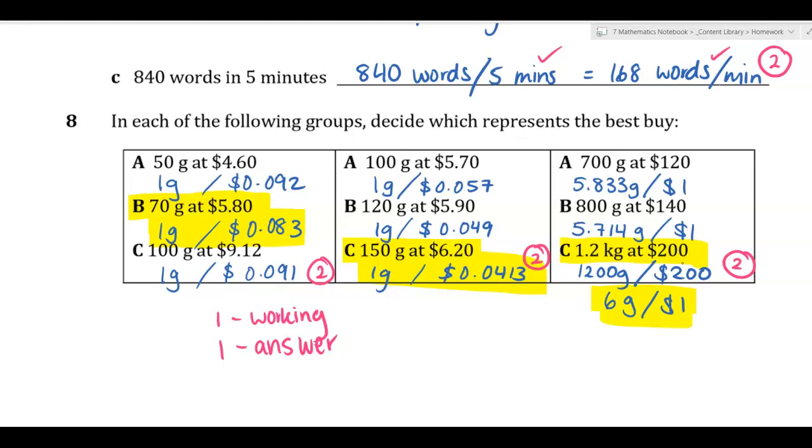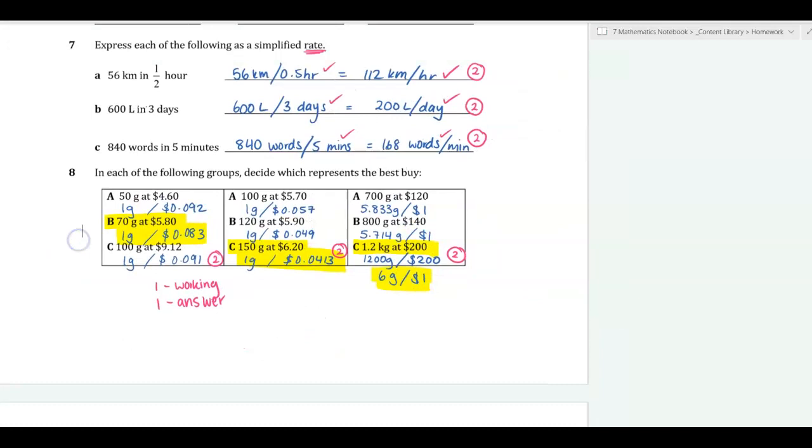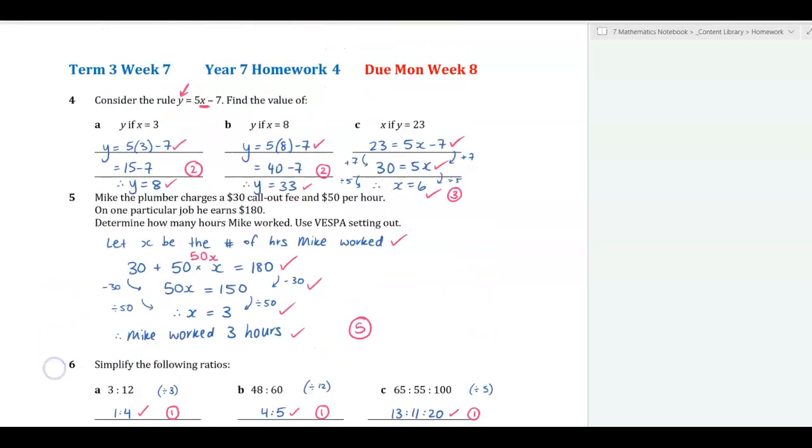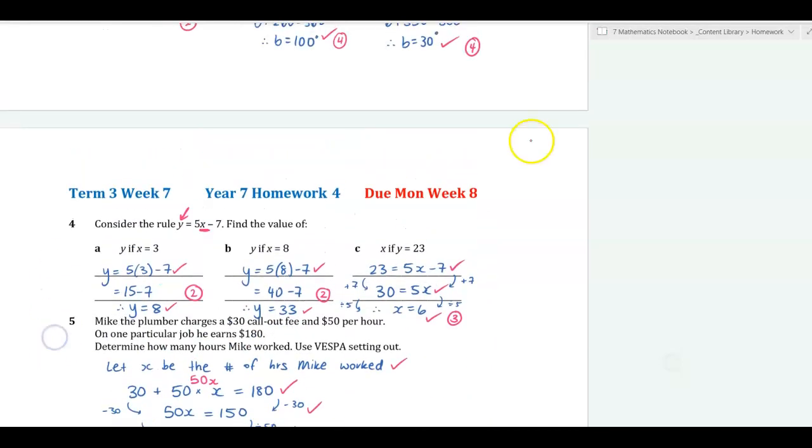That's fine as well, as long as you change them to a common amount. So like for this one here, you could have changed them all to, what did you change them to? 700? Yep, so you could have converted to 700 grams for that one. That's fine. And figured out which one was the cheapest for 700 grams. That's perfect.